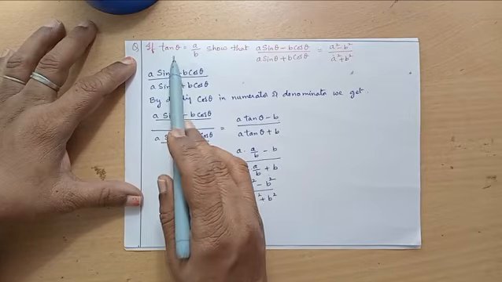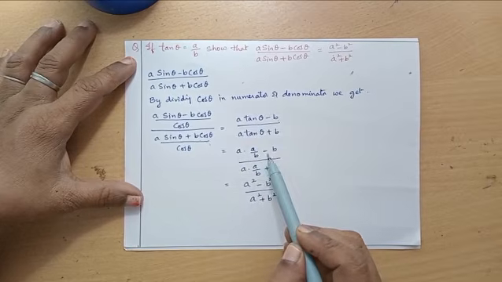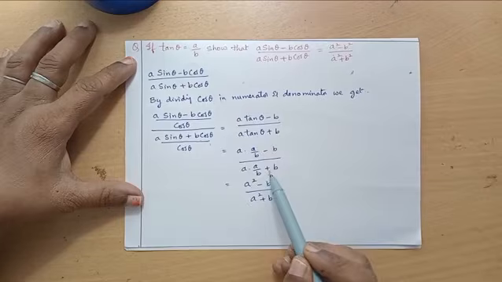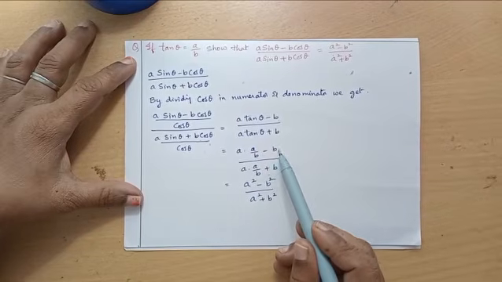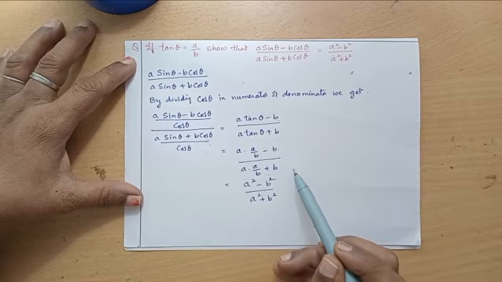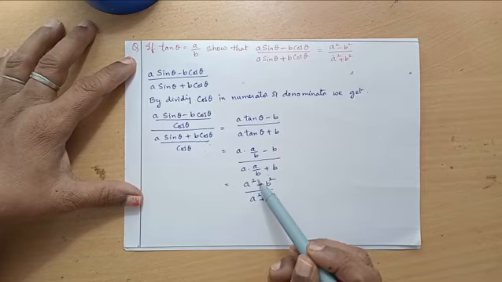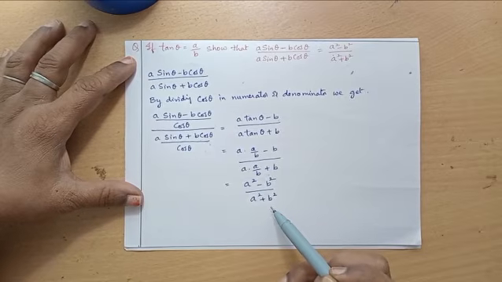They have given tan theta is equal to a by b. So a into a by b minus b whole divided by a into a by b plus b. We get a square by b minus b square whole divided by a square by b plus b square. So b and b get cancelled. We get a square minus b square whole divided by a square plus b square.